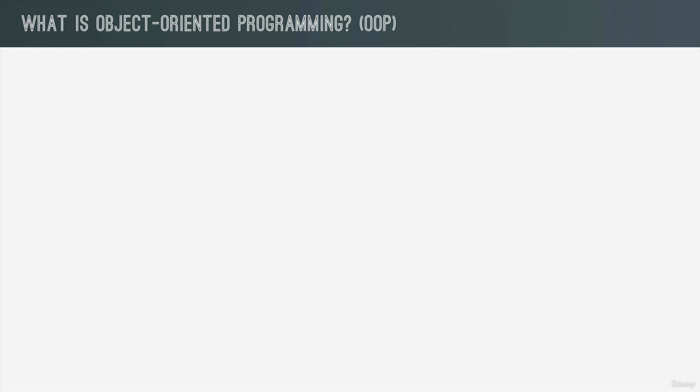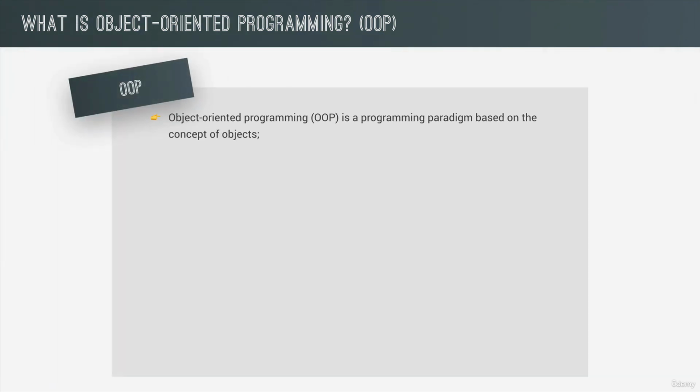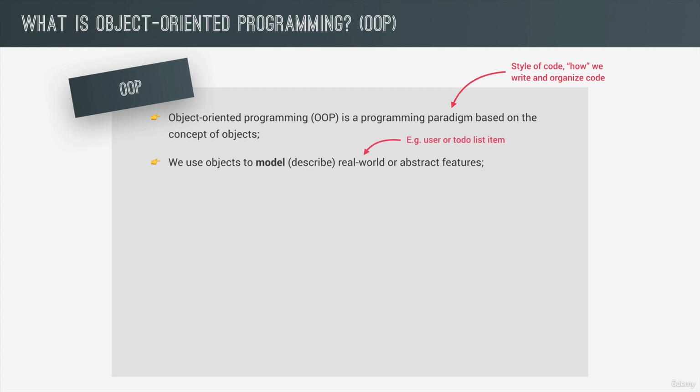Well, object-oriented programming, or OOP in short, is a programming paradigm that is based on the concept of objects. And paradigm simply means the style of the code, so the how we write and organize code. Now, we use objects to model, so to describe aspects of the real world, like a user or a to-do list item, or even more abstract features like an HTML component or some kind of data structure.